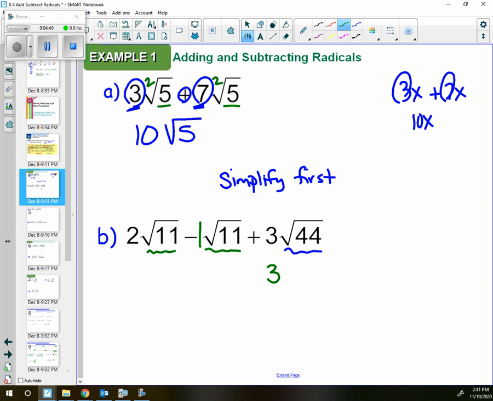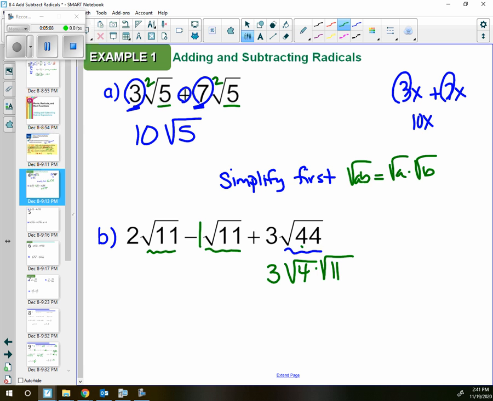The coefficient's still going to be 3, but can I write 44 as a product? So remember our product property, right? The square root of a times b is the same as the square root of a times the square root of b. So is there a perfect square that divides into 44 evenly? Well, sure thing. What about 4? 4 times 11. I can break it down.